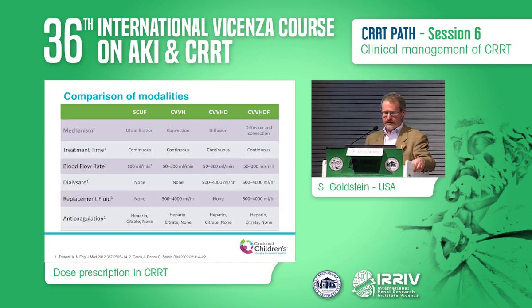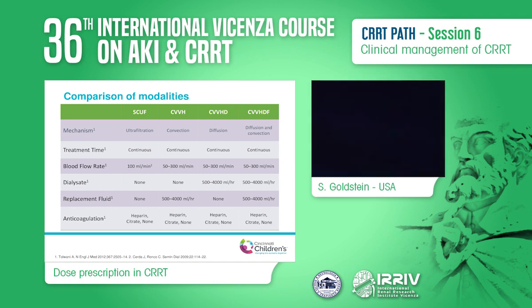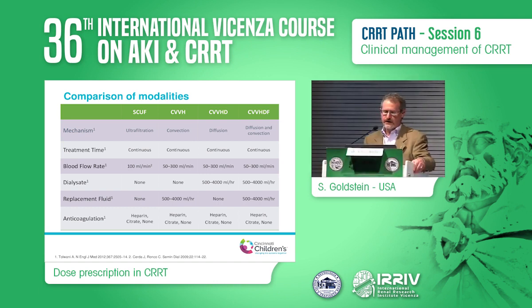Again, with SCUF, the mechanism of clearance, which is actually quite low, is ultrafiltration. CVVH uses convection. CVVHD uses diffusion. And you can be a convector, a diffuser, or you can put them both together and become a confuser and do CVVHDF. The treatment times are all continuous, and blood flow rates need to be matched to the patient's hemodynamic status as well as their body size.